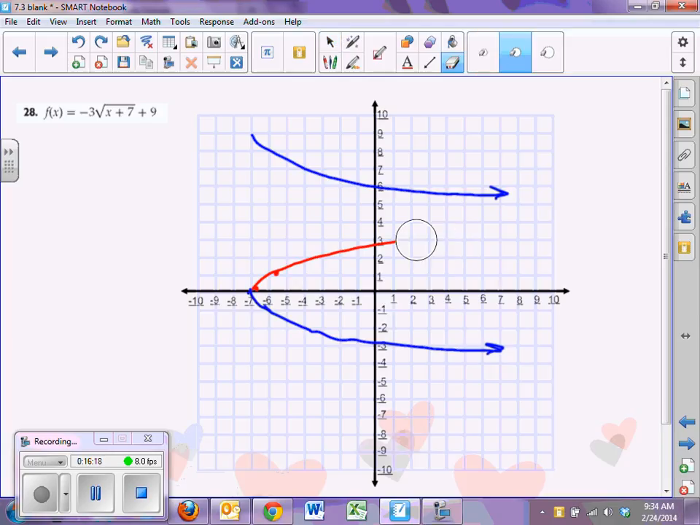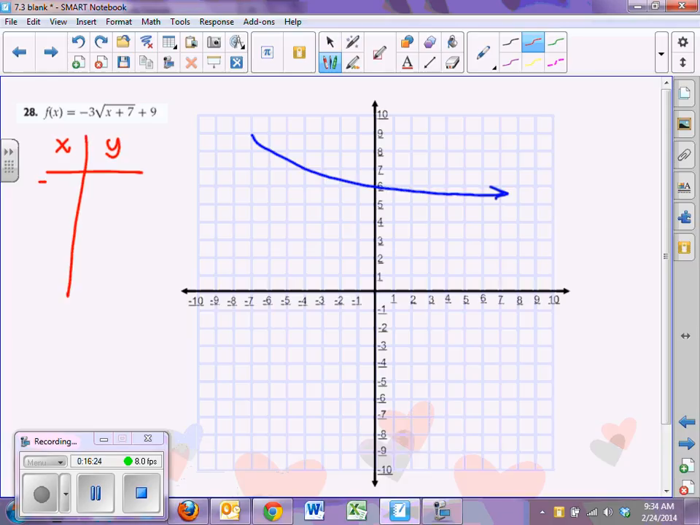So I'm going to erase the other ones, and I'm going to work with this, and I'm going to plot some points. So x, y, I'm going to plot -7. I know that's going to be what I have here, so it's -3 times basically 0 plus 9. So that's going to give me 9, and so that's why I have a point at (-7, 9).